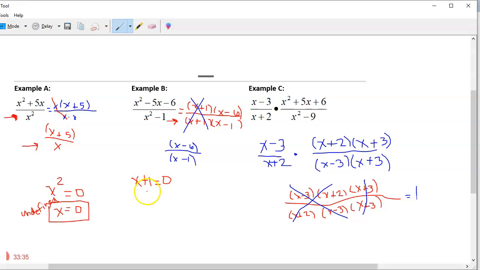I solve for x. Well, that's just easy. I subtract 1 on both sides. The ones cancel. I'm left with x equals -1. So at x equals -1, that's one place where my rational expression is undefined.